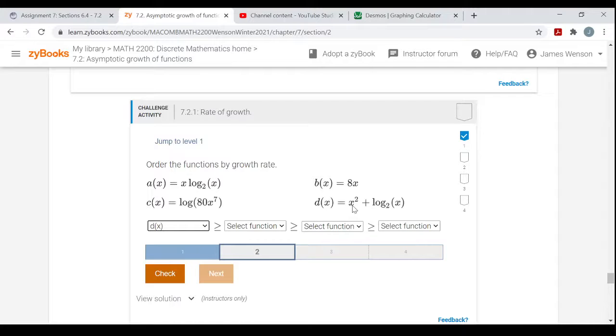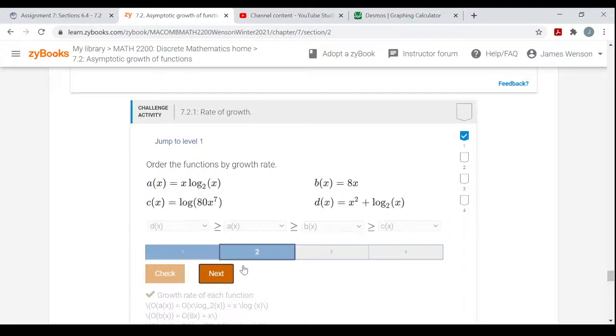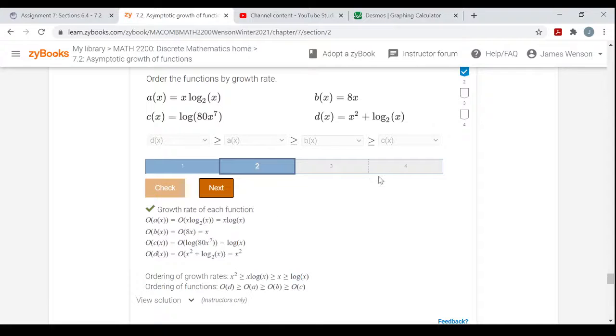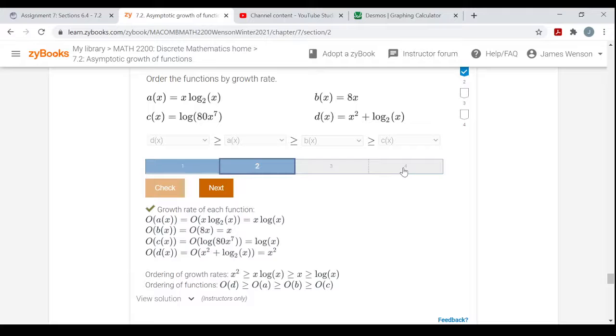All right, then again, your n log n, x times log x, this will have the next fastest, so a, then the linear, b, then the logarithm, just the plain old logarithm, c. So in order from fastest growth rate to slowest growth rate. And again, I think that's what all these look like.